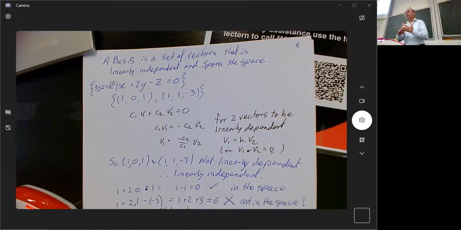So one of the things about checking that something forms a basis for a given space is that the vectors are linearly independent. They're in the space. There is the correct number of them. The number of linearly independent vectors I have matches the dimension of that space.